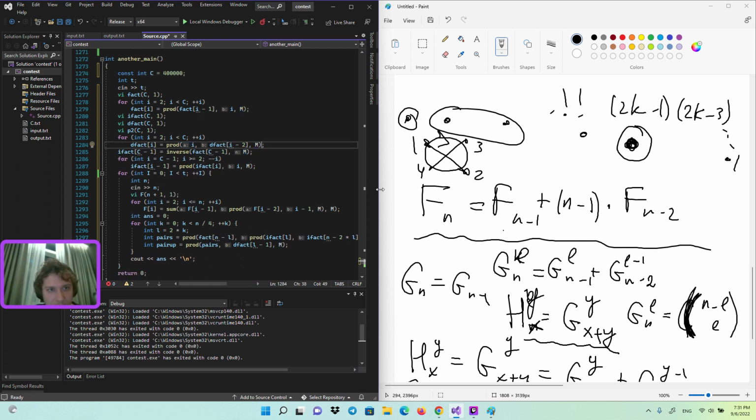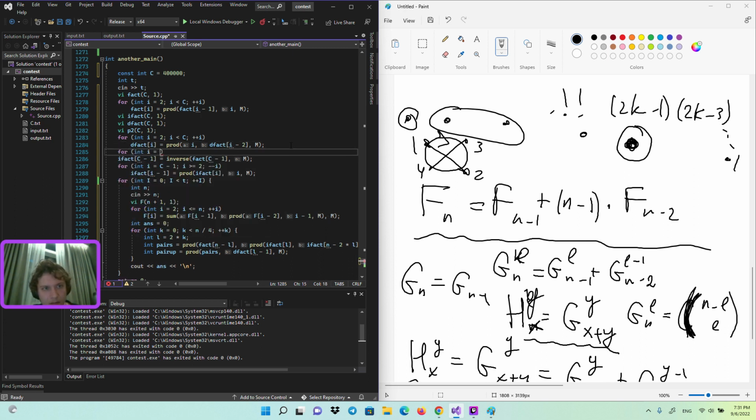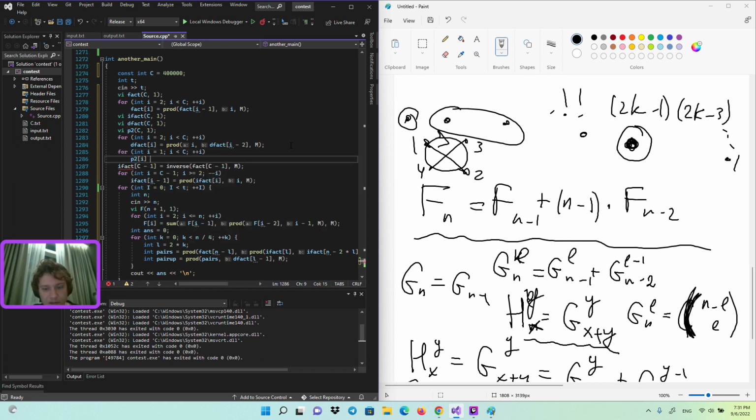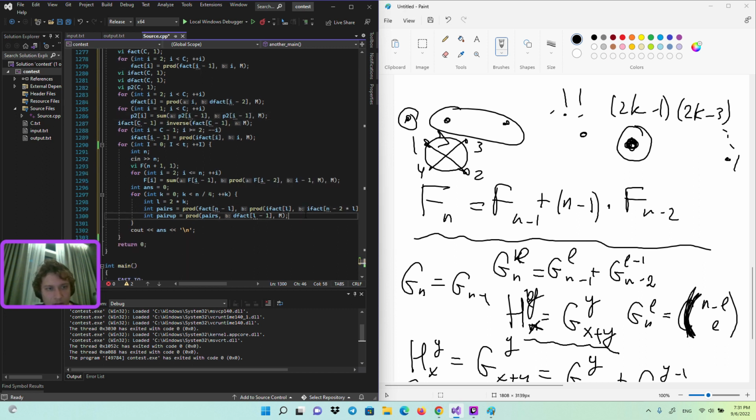Sorry, something random is happening. So p2 of i equals p2 of i minus 1 plus p2 of i minus 1, modulo m. So here we also multiply it by p2 of k. What's next? After we have made up all the 4-cycles, we have to add the f.